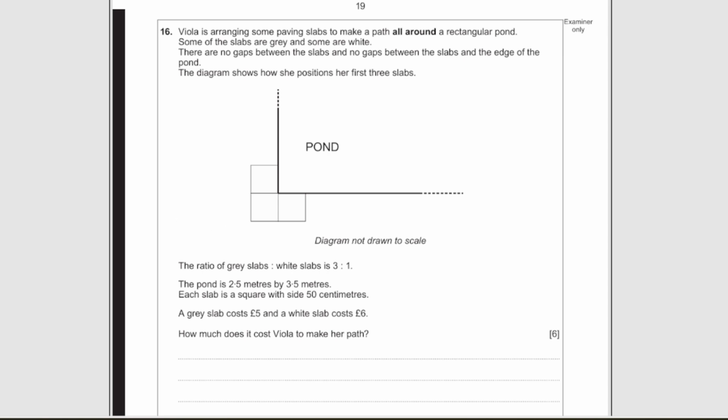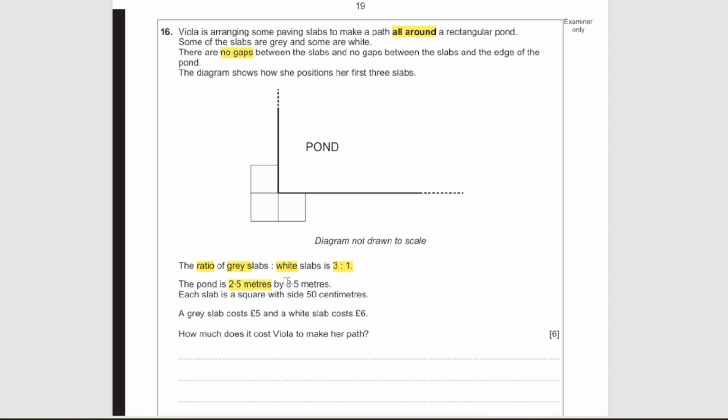This has a lot of words. I'm going to get the highlighter out here. So, Viola is arranging some slabs to make a path all around. Let's highlight all around. There are no gaps. Just generally, there's no gaps at all, as we can see. Ratio of grey to white is 3:1.